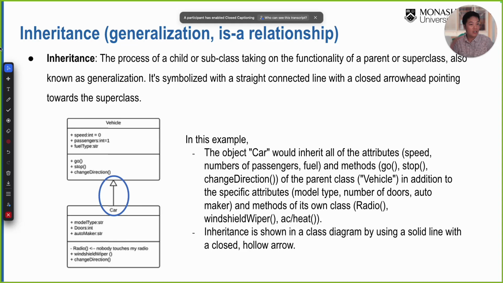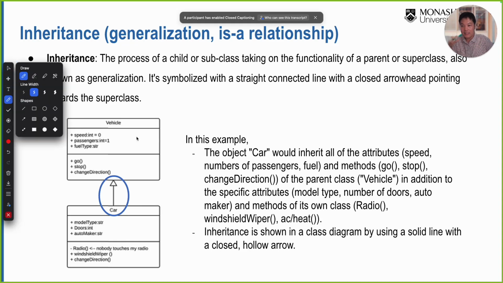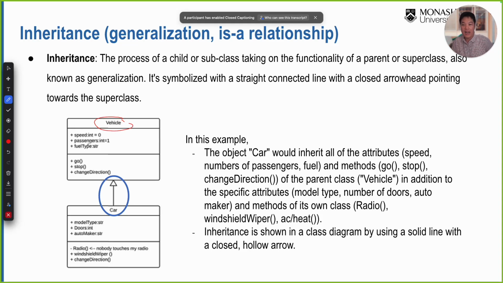Let's take a look at the superclass or the parent class here. Parent class, that's named vehicle, okay? It has 3 data attributes. Everything is described with public modifiers. We have the speed, the passengers, and the fuel type. Speed is an integer, set as 0 at the beginning. Passengers is an integer, and it must have at least 1 passenger. And fuel type is a string, which can be diesel or whatsoever. And the operations here, the vehicle can go, stop, or change direction, right?